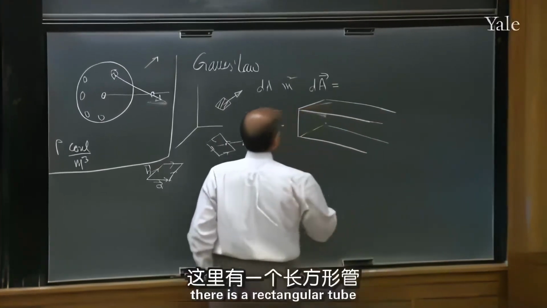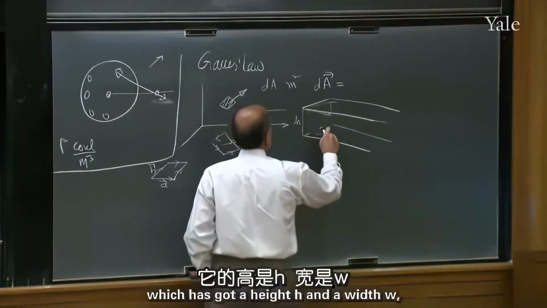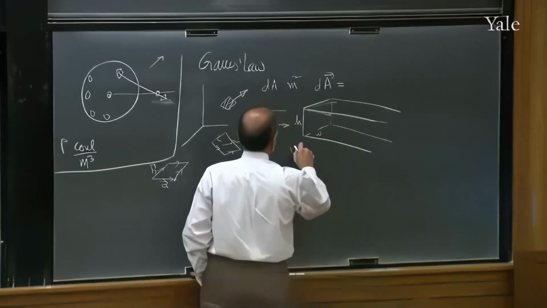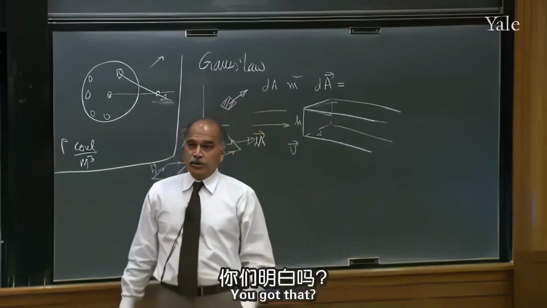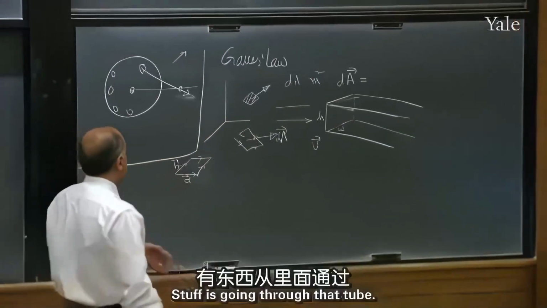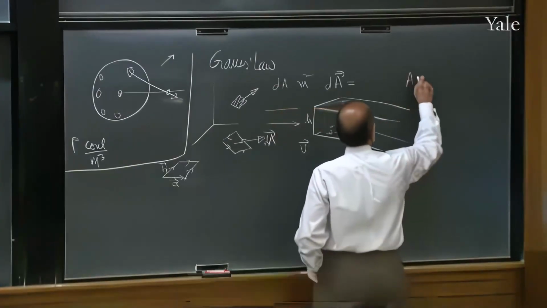There's a rectangular tube which has a height h and a width w, and some fluid is flowing along that tube with a velocity v along the length of the tube. You got that? It's like an air duct. Stuff is going through that tube. It's got a rectangular cross-section. Cross-sectional area is hw.